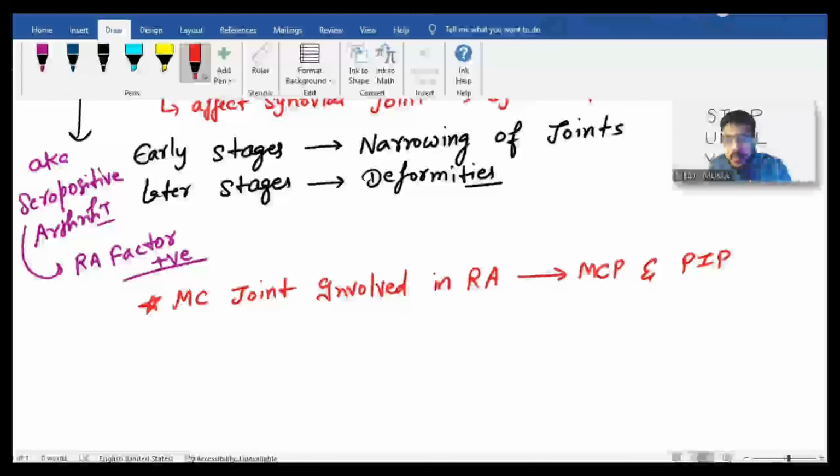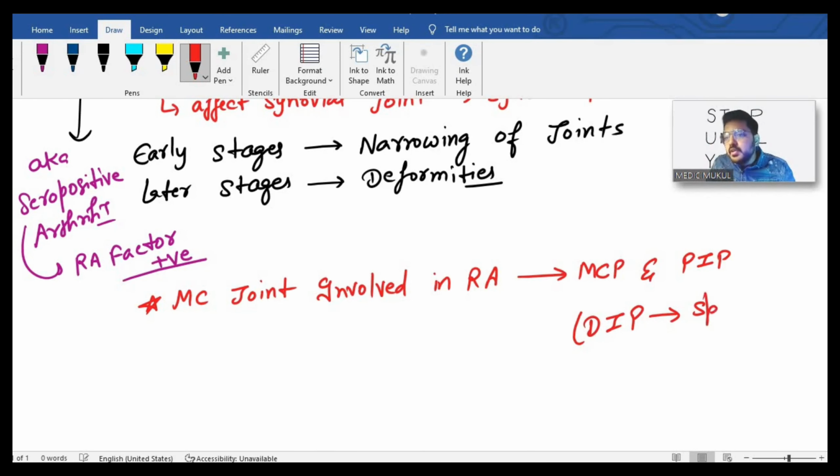I hope you are all clear about proximal and distal. This is my proximal and this is my distal. So this is the proximal joint and this is the distal joint: the proximal interphalangeal joint and the distal interphalangeal joint. Which one will be spared, not affected? The DIP will be spared. So remember, the most common joints involved in rheumatoid arthritis are the metacarpophalangeal joint and the proximal interphalangeal joint. Which one will be spared?